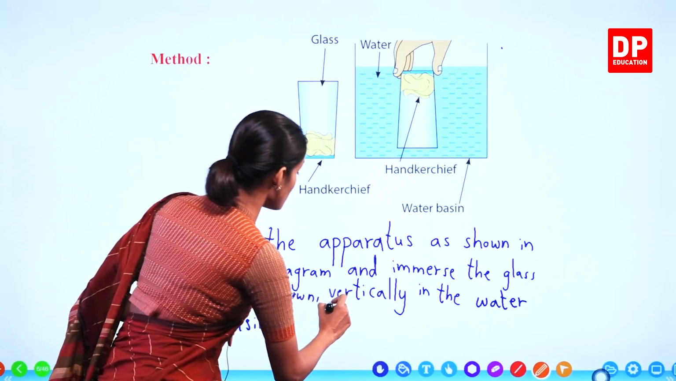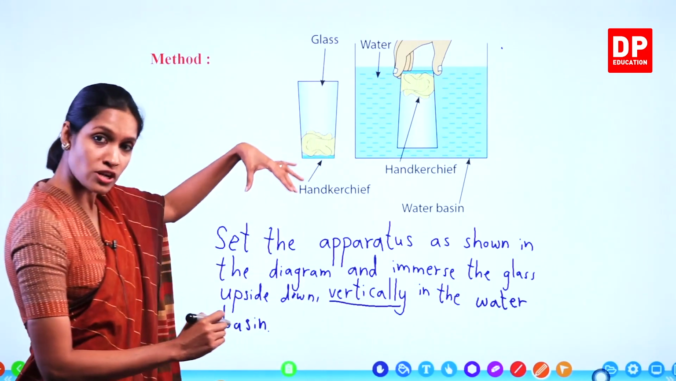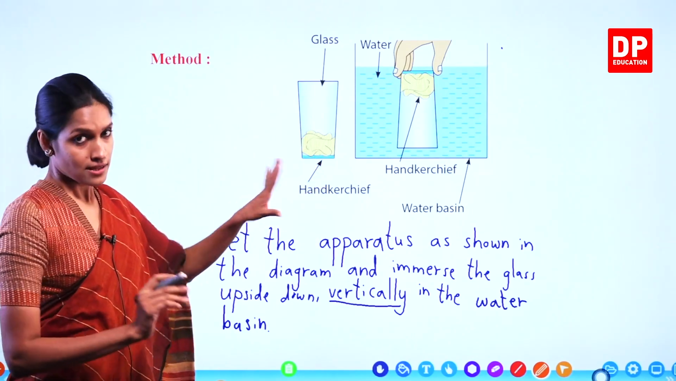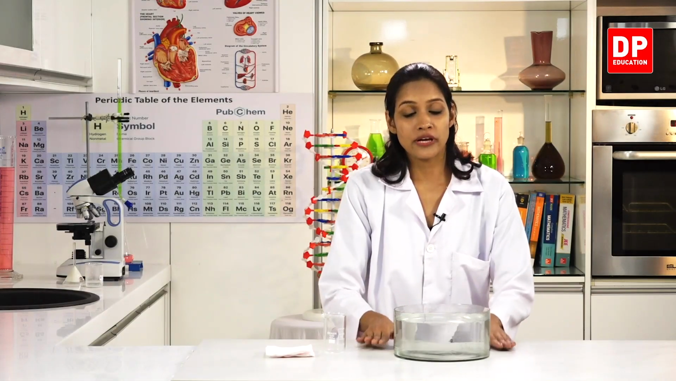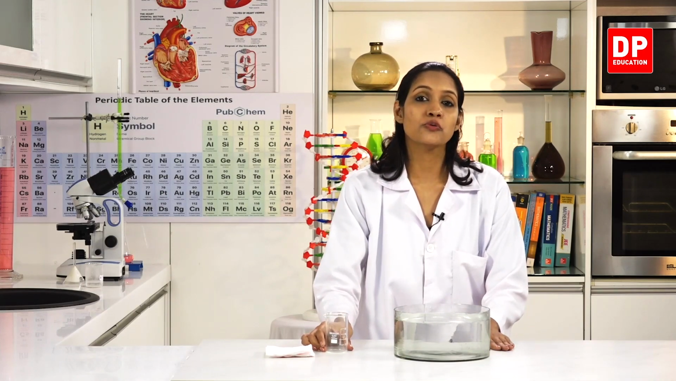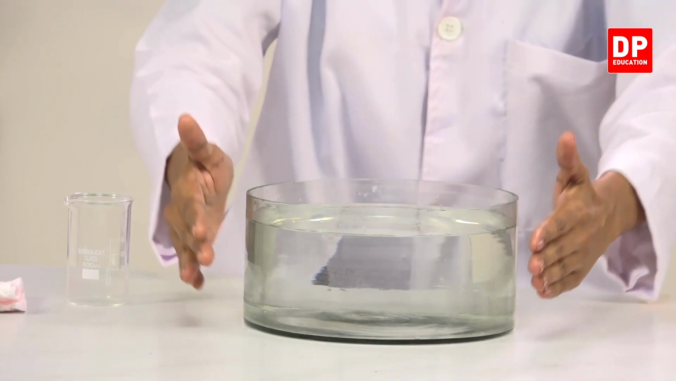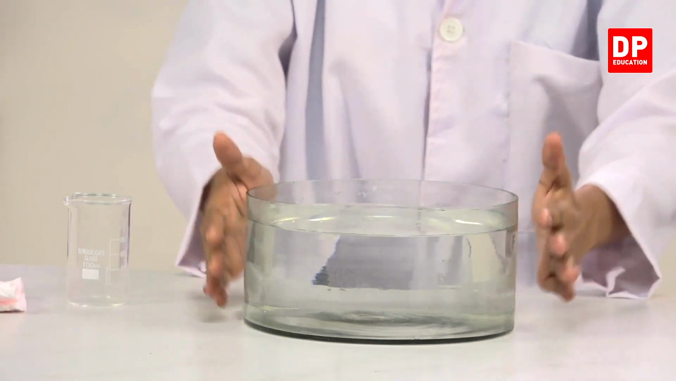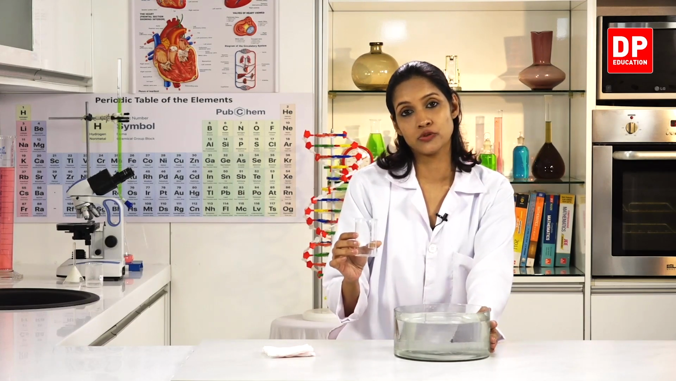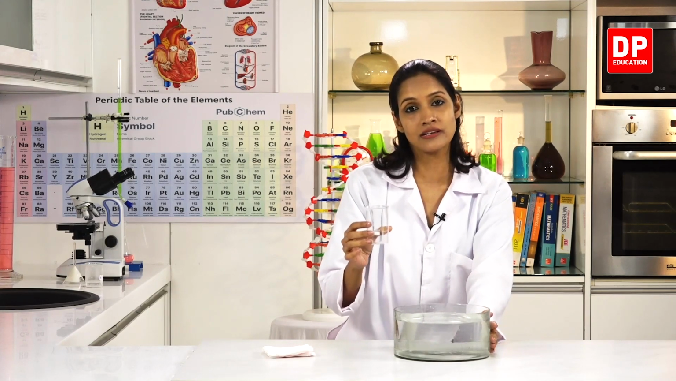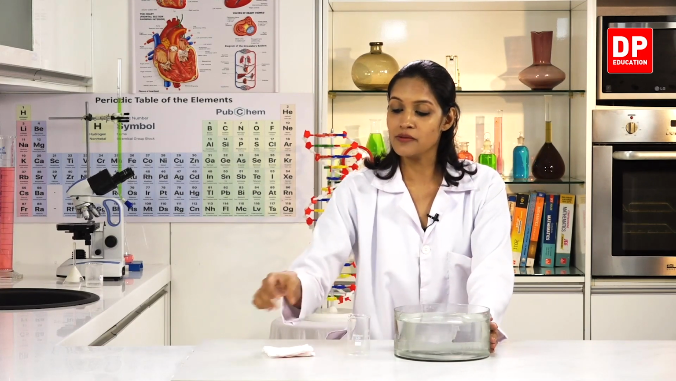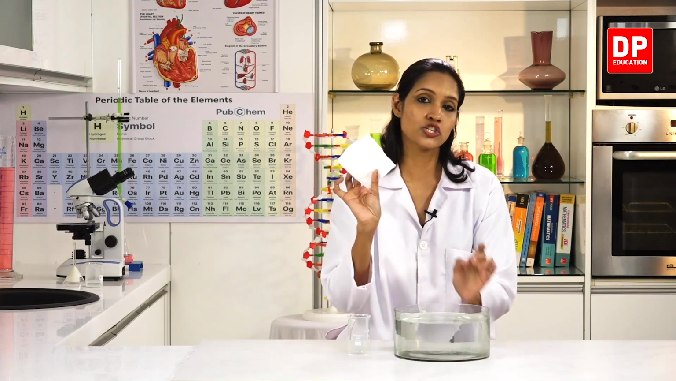Okay, this vertically is very important. You should not tilt it. You should immerse it vertically. Understand? So we are going to check whether air occupies space. So what do we need to do this experiment? We need a water basin, right? And here I am going to use a beaker. When you do it at home, you can even use a dry glass. Now this is a dry beaker. And I am going to use some dry tissues here.